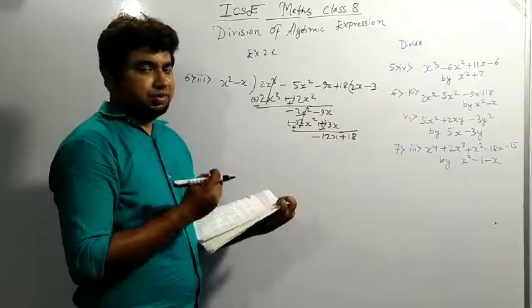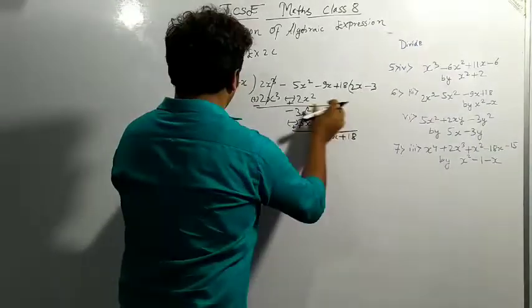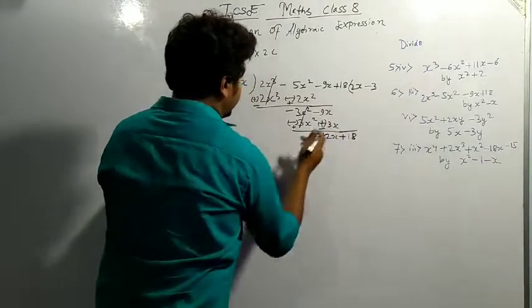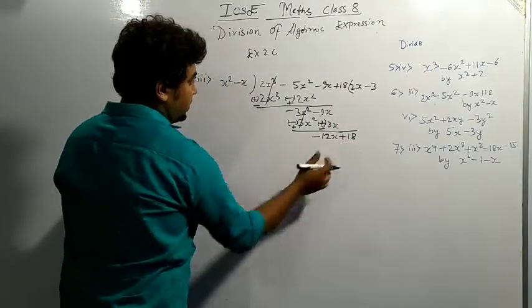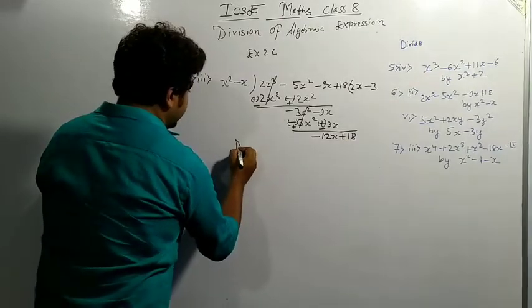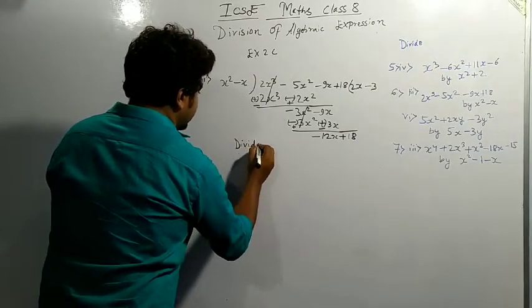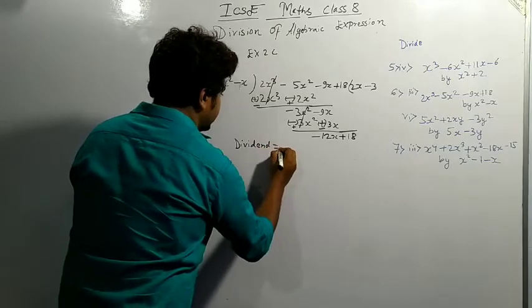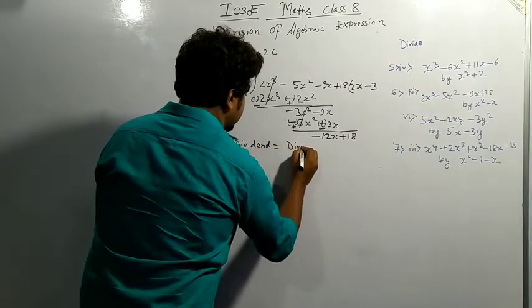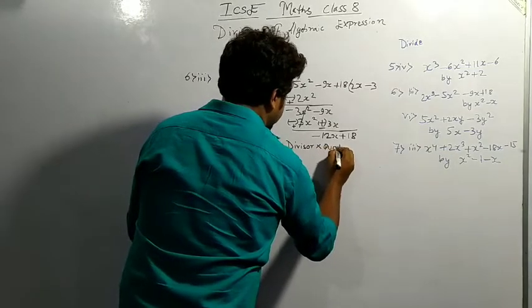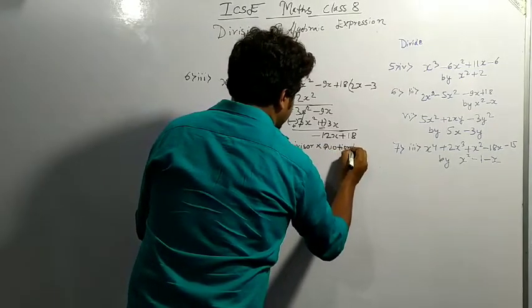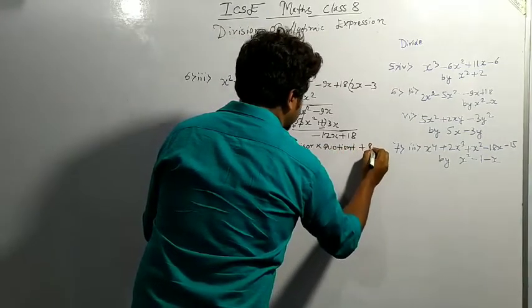Okay. So this is question number 6 bit 3, and we are getting quotient is equal to 2x minus 3, remainder is minus 12x plus 18. So we have to check also: dividend is equal to divisor into quotient plus remainder.